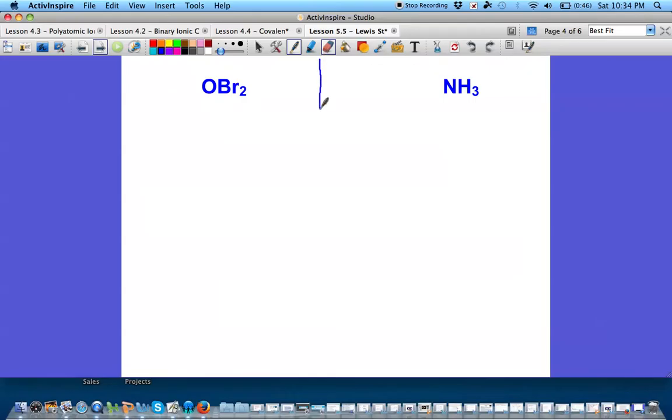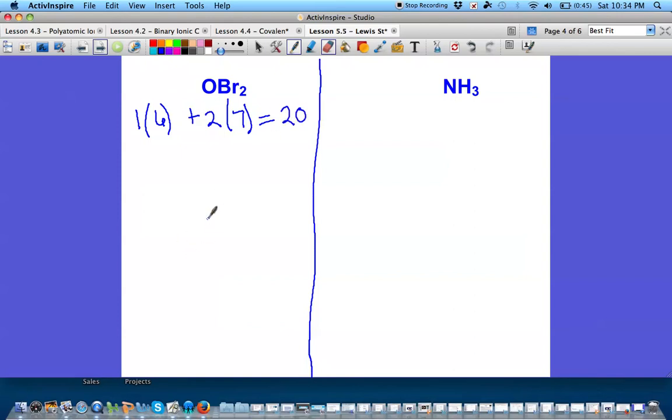We have oxygen dibromide and nitrogen trihydride. So we have one oxygen atom. Oxygen has 6 valence electrons. We have 2 bromine atoms. Bromine has 7 valence electrons. So 6 and 14 for a total of 20. We're going to put oxygen in the center because oxygen has the least number, and we're going to put a bromine on each side of it. Now we're going to single bond our atoms. We've single bonded those. We have 2, 4 electrons, so we're going to subtract that from our total.